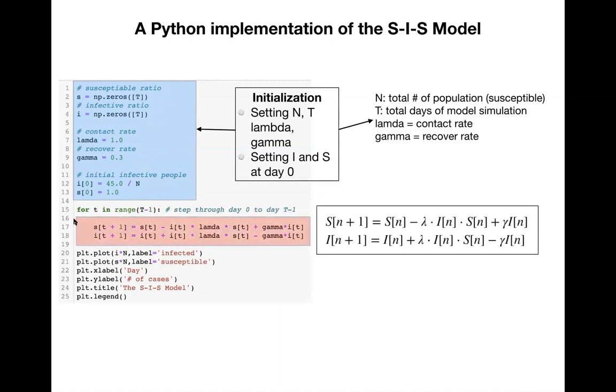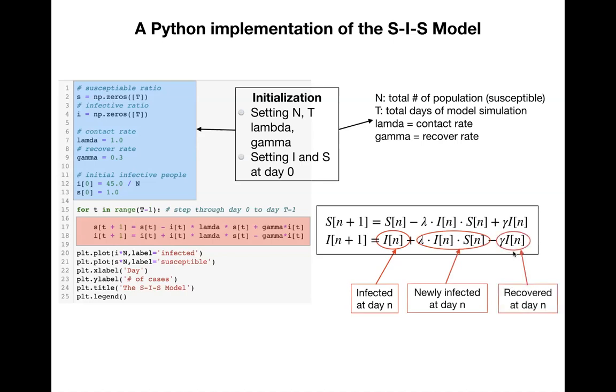You can see that the for loop does the recursive calculation to evolve S and I to the next day. For I, we start from I(n), plus lambda times I times S, and minus the recovered ones, which is gamma times I(n). So from the view of this for loop, t is going to step through this range. At first, t is going to be 0, which means that I1 equals I0 plus I0 times lambda times S0 minus gamma times I0. And then we get I1 and S1.